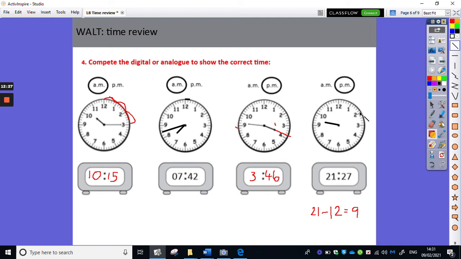So 5, 10, 15, 20, 25, 26, 27. Oh, it's not letting me draw. There we go. So it would be there. Okay. 21:27. Okay, I'm going to pause for a moment. If you want to pause that just to check your answers, you can do that now, and then I'm going to move on to the next question.